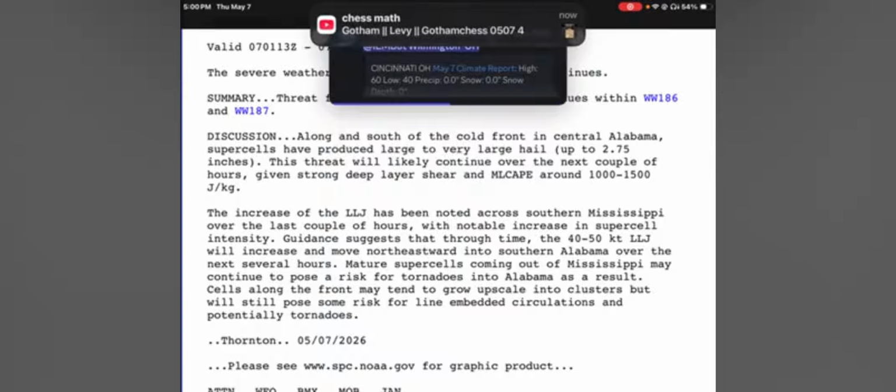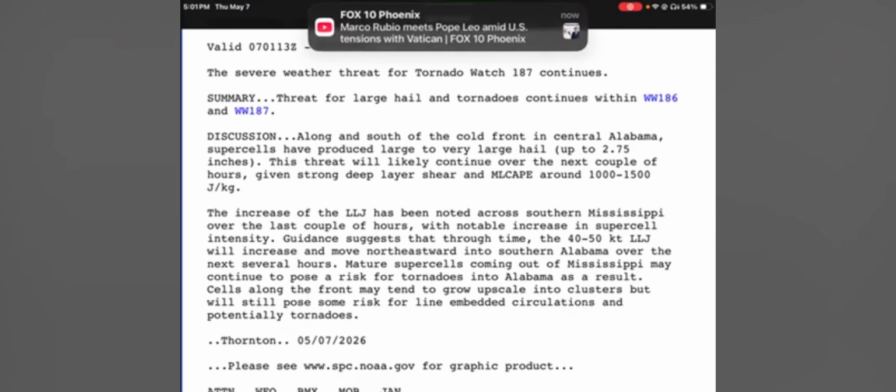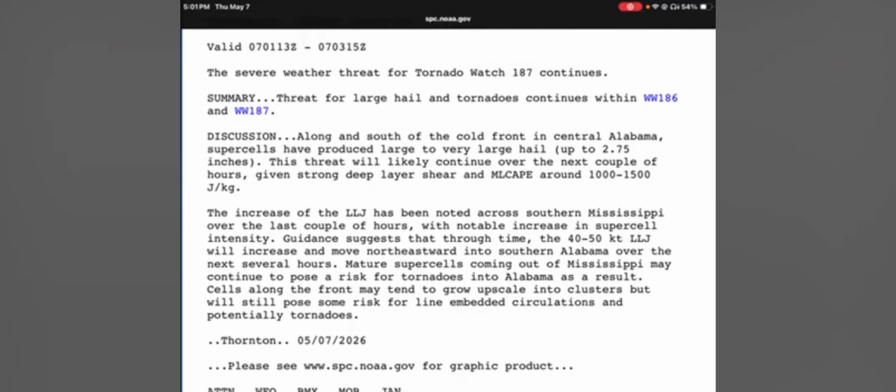The increasing low-level jet has been noted across southern Mississippi over the last couple of hours, with a notable increase in supercell intensity. Guidance suggests that through time, the 40 to 50 knot low-level jet will increase and move northeastward into southern Alabama over the next several hours. Mature supercells coming out of Mississippi may continue to pose a risk for tornadoes into Alabama as a result. Cells along the front may tend to grow upscale into clusters, but will still pose risks for line-embedded circulations and potentially tornadoes.